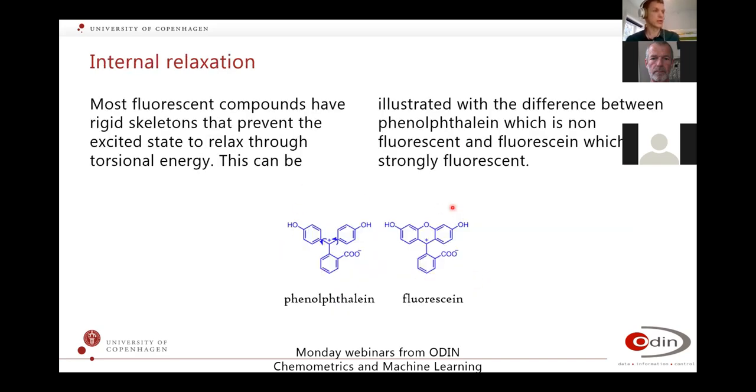An example of that can be shown here, where you have two very similar molecules. You have phenolphthalein on the left-hand side and fluorescein on the right-hand side. The only difference is that on fluorescein, you have an oxygen that is binding the two uppermost rings together. This makes the fluorescein not as flexible as the phenolphthalein. And fluorescein is probably one of the strongest fluorophores that exist, and phenolphthalein is not fluorescent because it can give away the excited state, so it can relax again just by rotating its way down in energy.